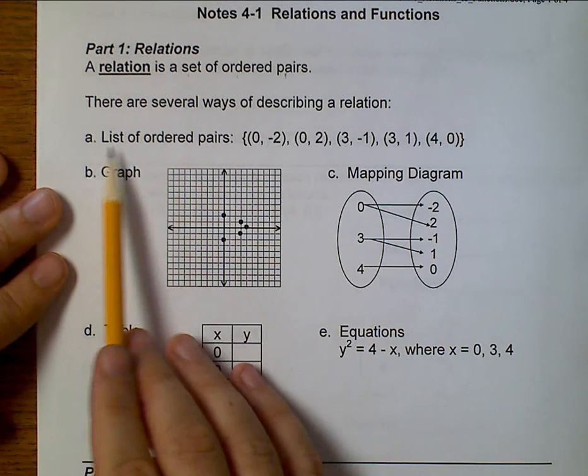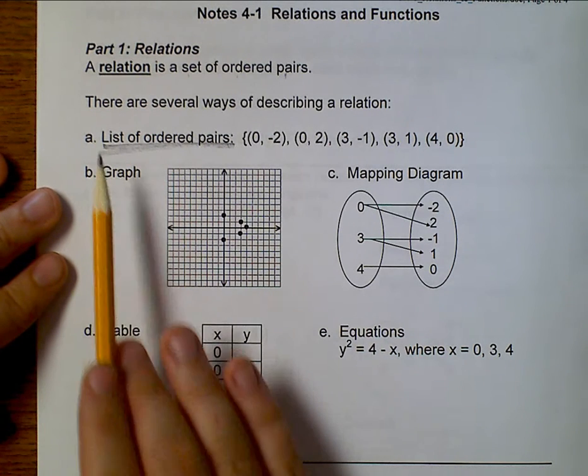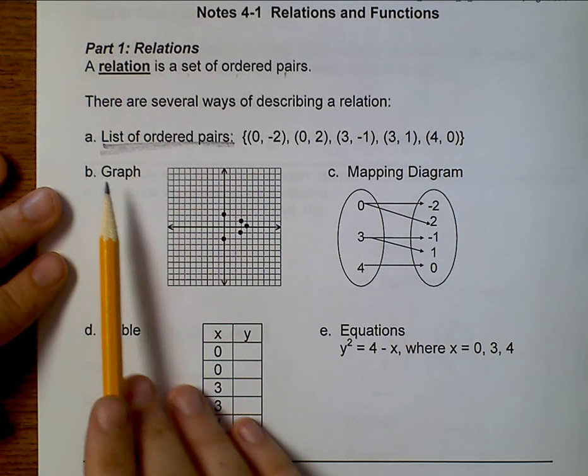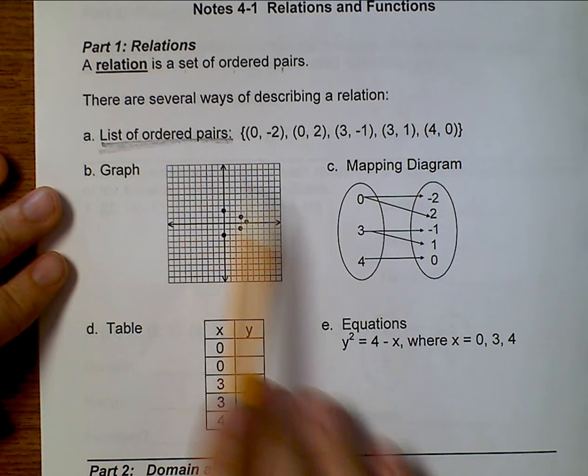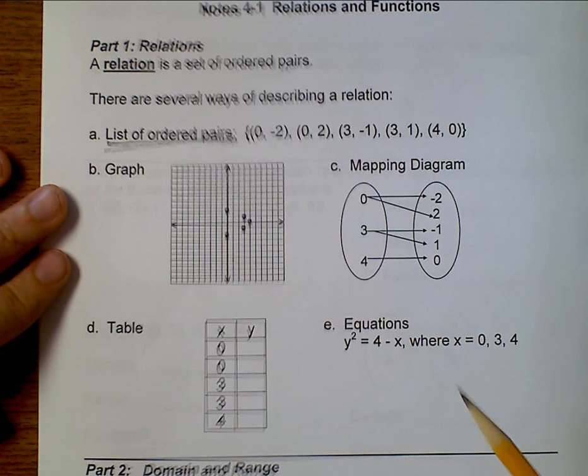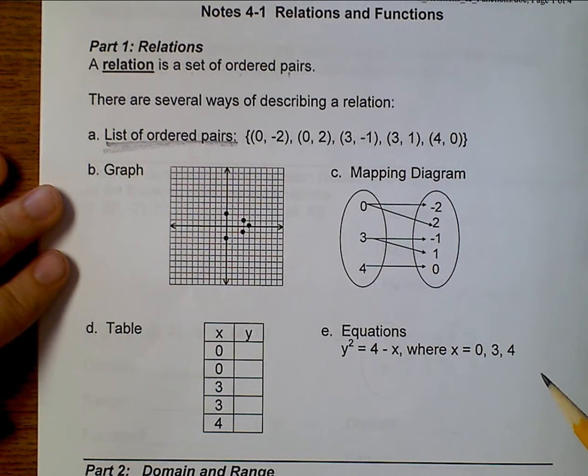We can just make a list of ordered pairs. We can draw a graph. So we've got a graph. On our graph, we've got some plotted points. That will tell us it's a relation.